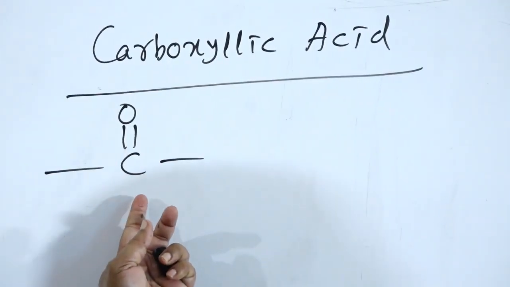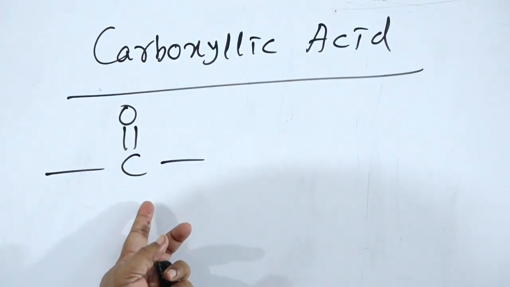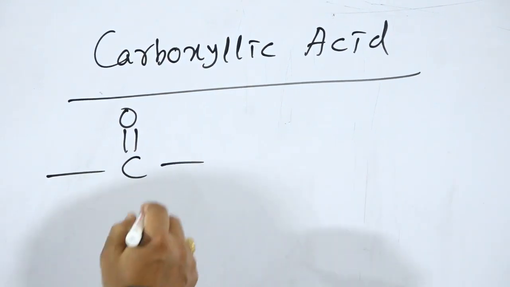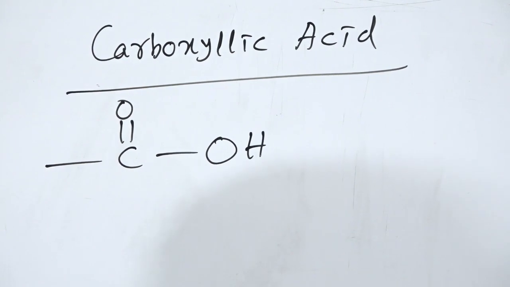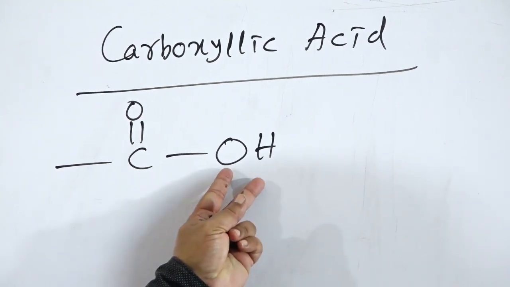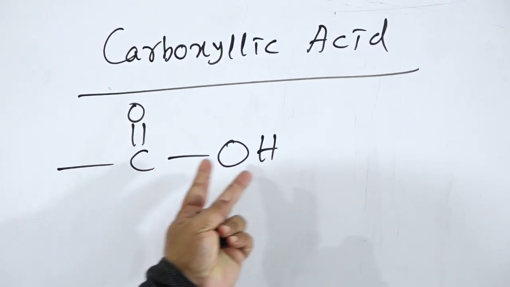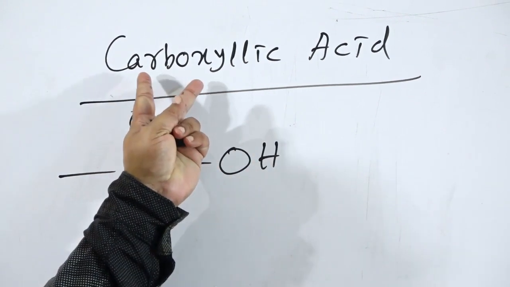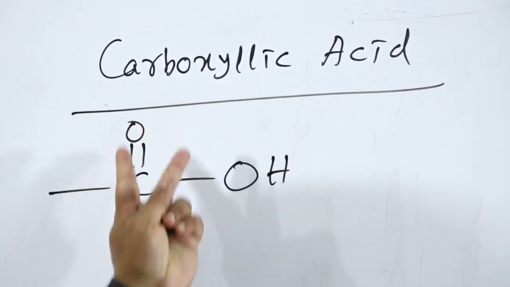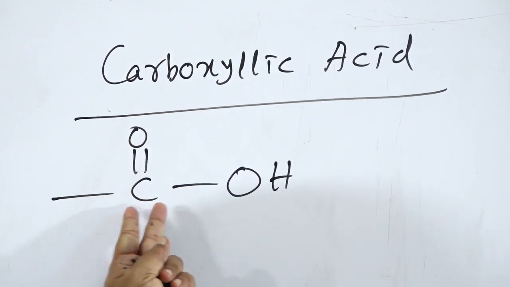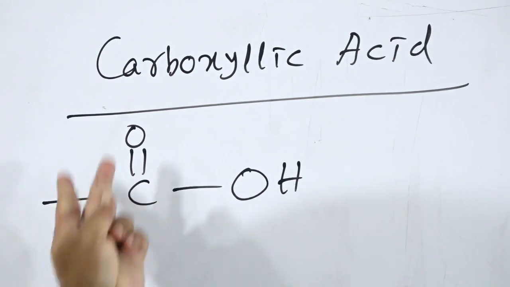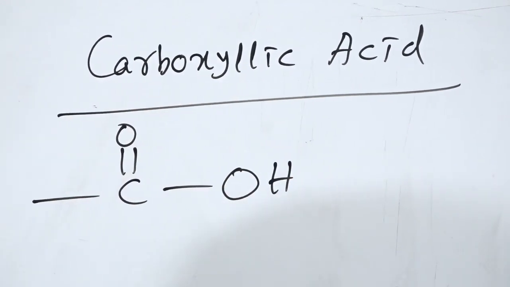The carbonyl group is present in aldehydes and ketones. Similarly, the OH group present in alcohols is known as the hydroxyl group. Carbonyl plus hydroxyl is therefore known as carboxyl. But this group does not show the properties of the carbonyl group or the OH group; it is another group known as the carboxylic acid group.